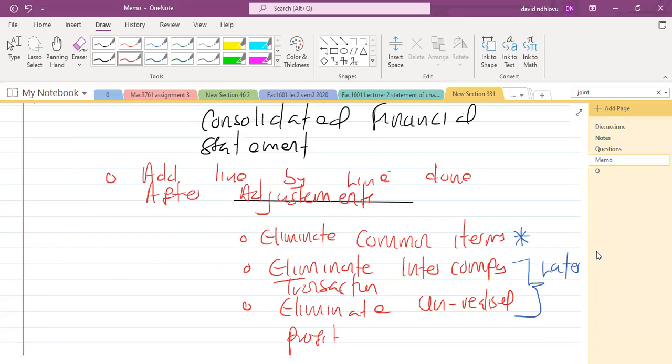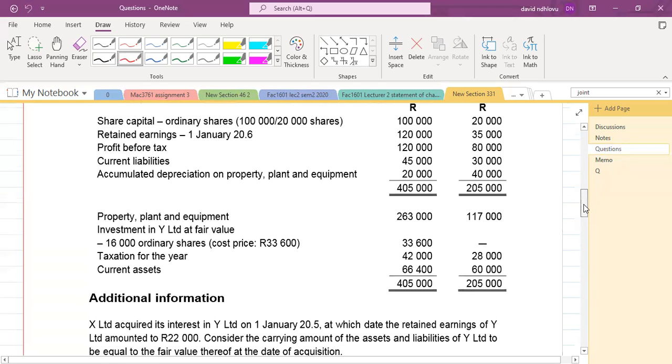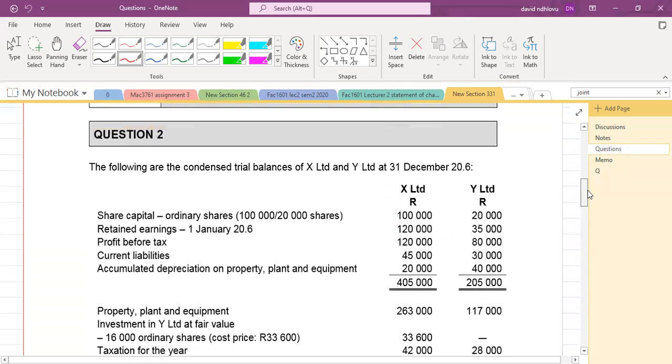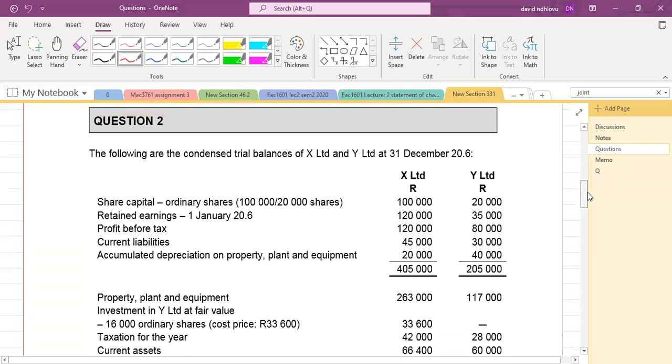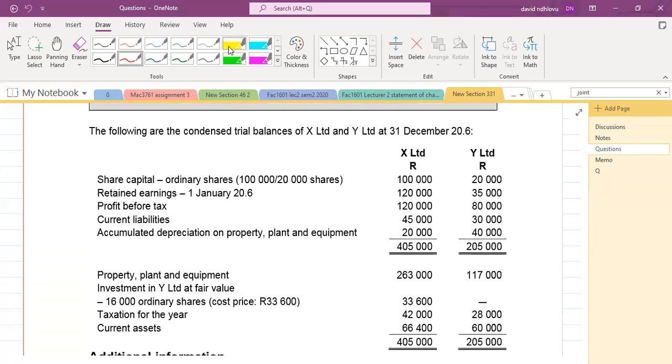So far, we haven't dealt with intercompany transactions or unrealized profit. All our work so far is on the common items. We need to go back to a question. I was doing that explanation for the new learner so that she can have an idea of where we are starting and going. Right, we are going to do our example number 2, and here is what it says.